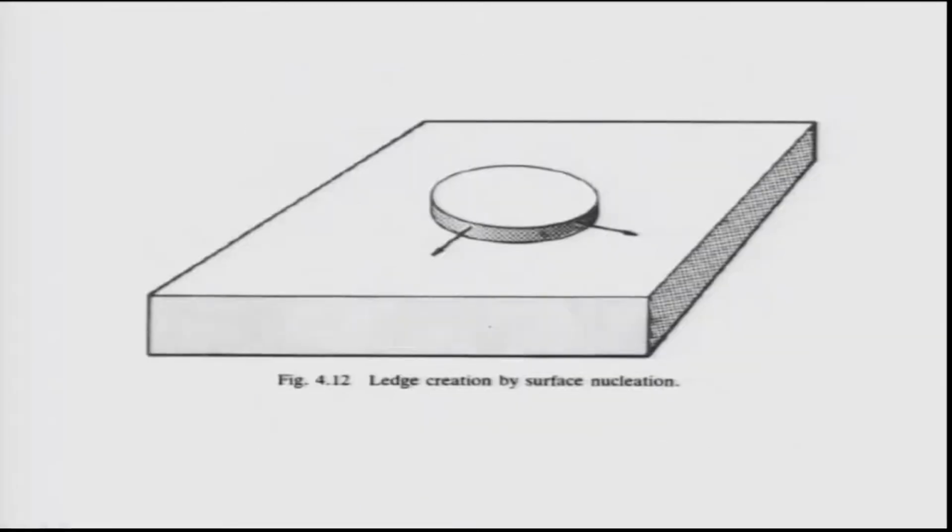Surface nucleation is the main mechanism for ledge creation. Ledges are created because of surface nucleation. On surfaces which are very rough in this way, such a nucleation can happen, and this can lead to the formation of this step.